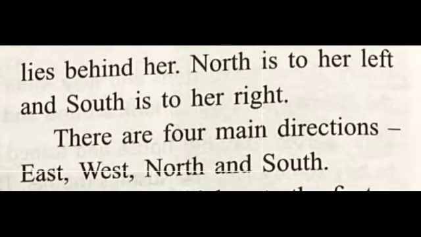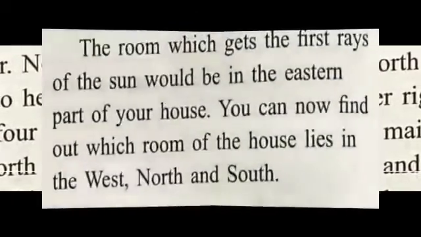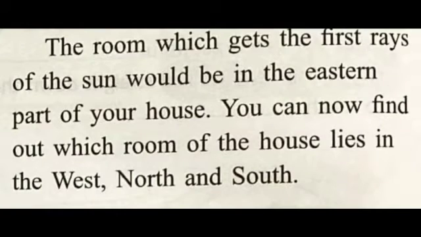There are 4 main directions: east, west, north and south. The room which gets the first rays of the sun would be the eastern part of your house. You can now find out which room of the house lies in the west, north and south.